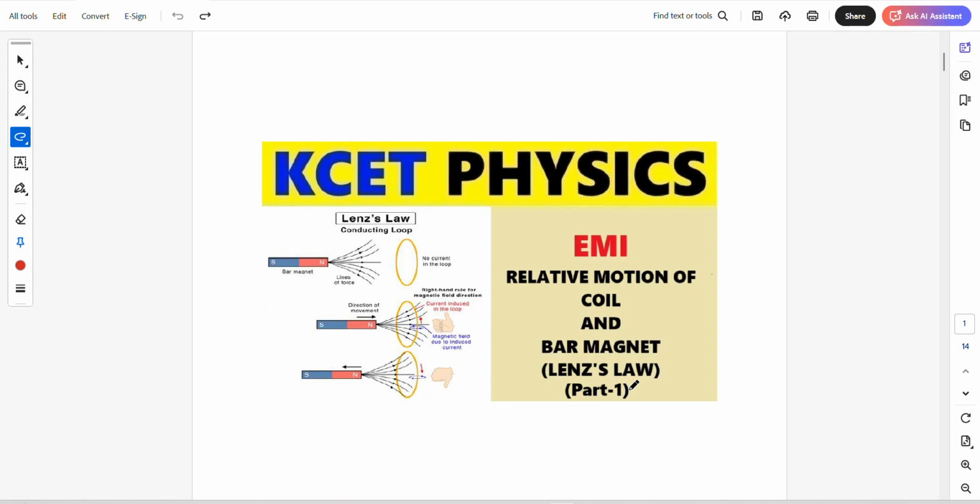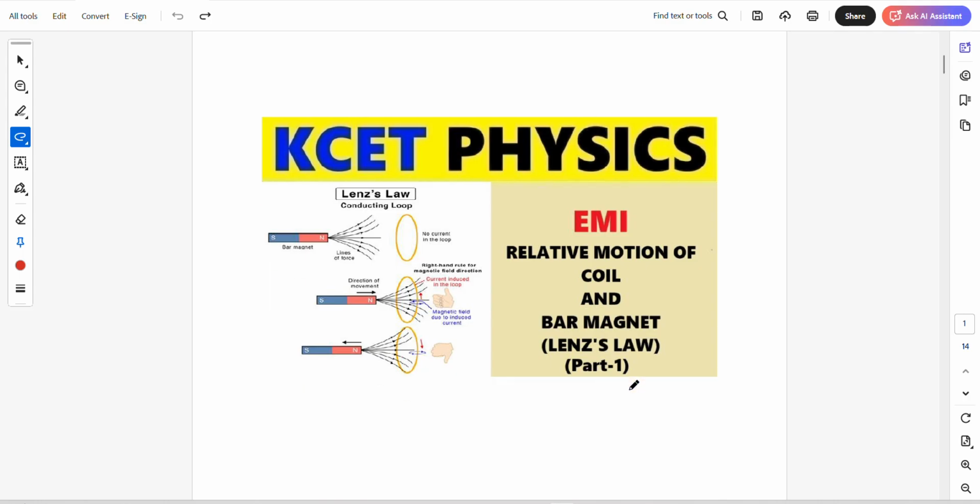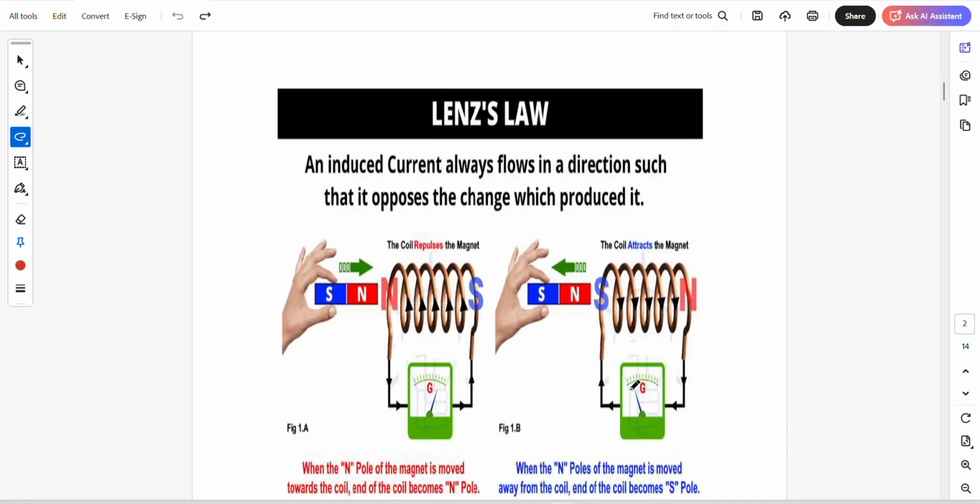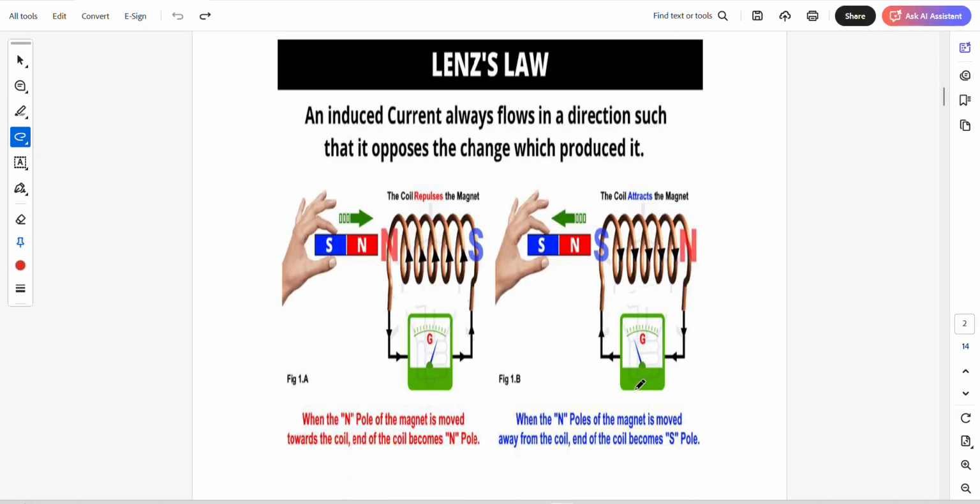First, we will learn what is meant by Lenz's law. This is the explanation of Lenz's law. What it is saying: an induced current always flows in a direction such that it opposes the change which produced it. This is a magnet, which is brought near this coil. What happens? The coil repulses the magnet.